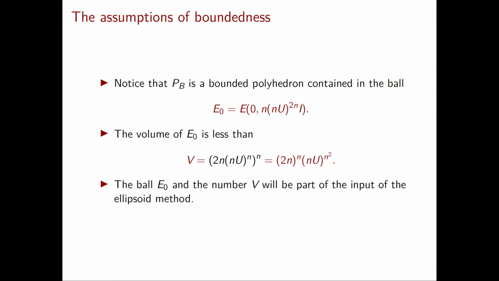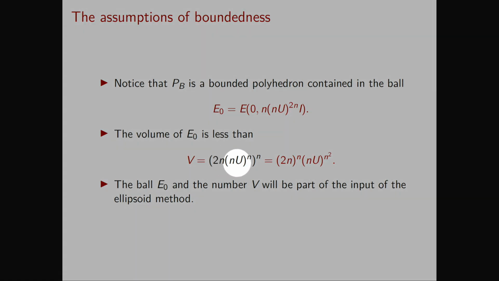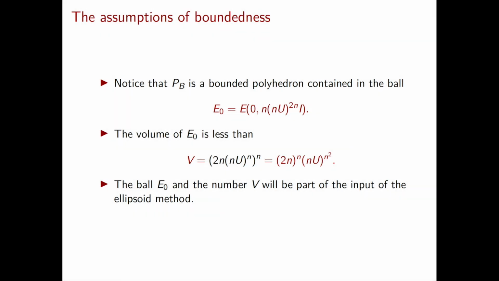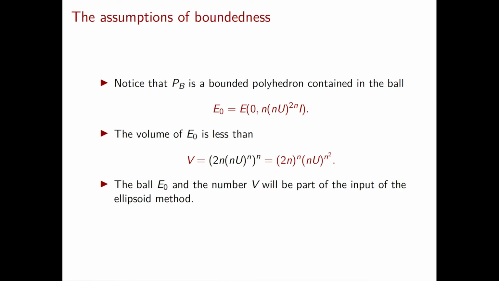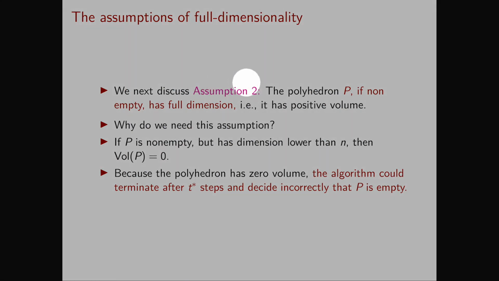An upper bound is 2n nu to the n, all to the power of n, which can also be written as 2n to the n times nu to the n square. So at this point, not only have we understood how to relax assumption 1, but we have also understood how we can compute E0 and capital V. In this way, we will not need to require E0 and capital V as part of the input of the algorithm. Next, we discuss assumption 2.